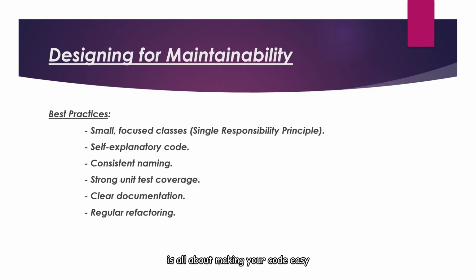Maintainability is all about making your code easy to understand and easy to change without introducing bugs. Start by writing small, single responsibility classes that do one thing well. Use consistent, meaningful names for variables, methods, and classes. Keep functions short and focused. Always strive for strong test coverage. Good unit tests act as living documentation and a safety net for refactoring. And remember, refactoring is not a luxury, it's a continuous investment. Regular cleanups and small improvements make a huge difference over time.